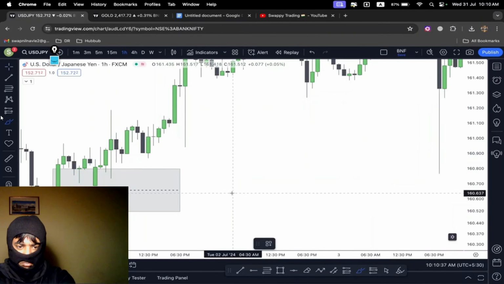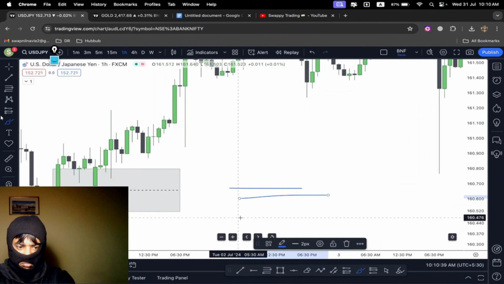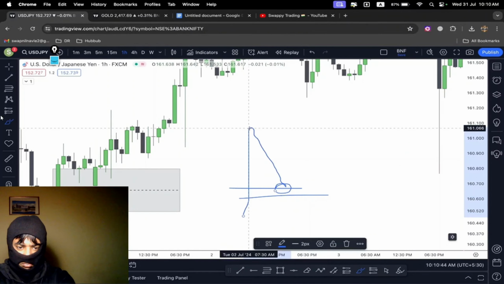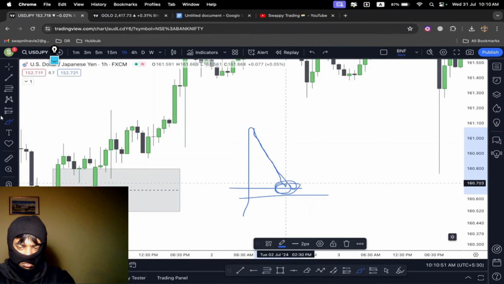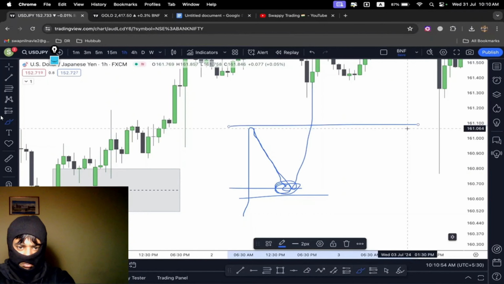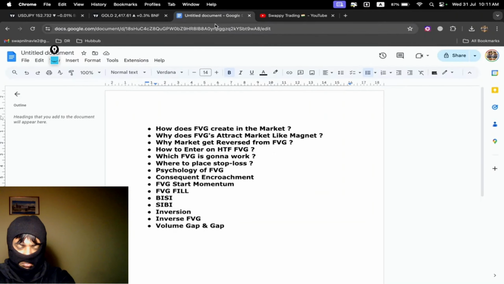Let's assume that there's a fair value gap here. The market had run up from here. Why does the market come back here after reaching here? Why doesn't it return from here? No, because the fair value gap itself is a liquidity factor in the market, and the market comes to take that liquidity, and then the market reverses from here, right? After taking the fair value gap, right? So, the market is attracted to the fair value gap like a magnet. And after hitting that zone, it reverses from there.